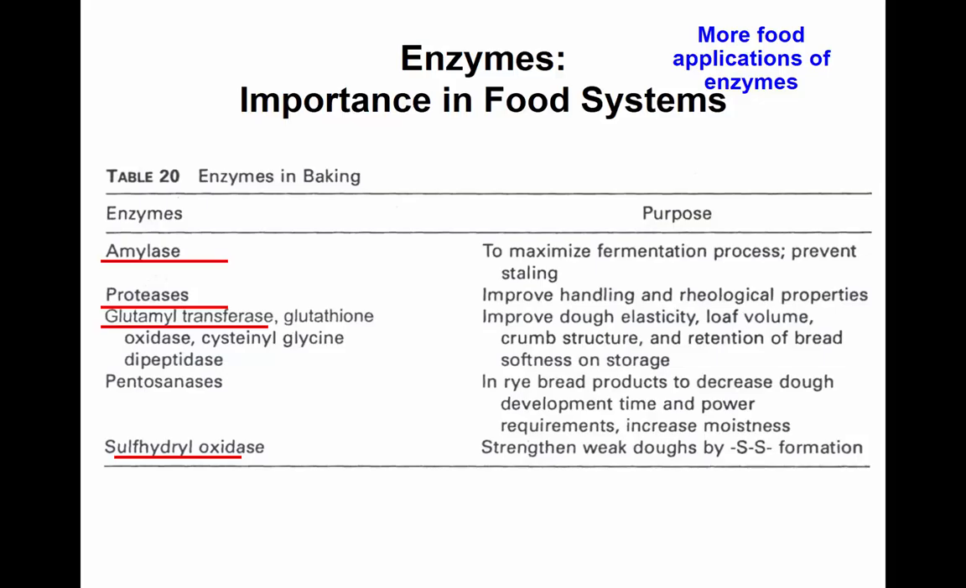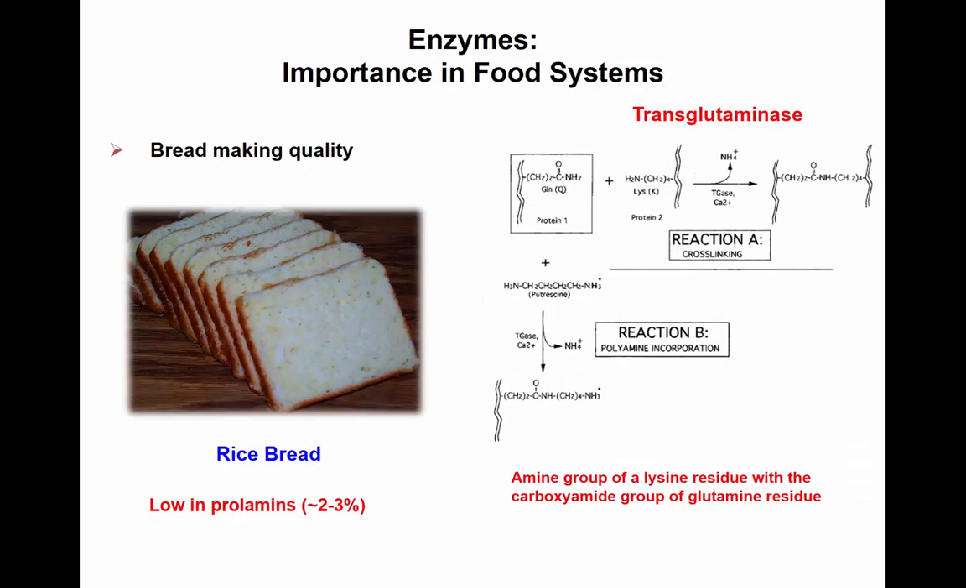And it improves dough elasticity by linking protein. It's kind of like a glue. It causes polymerization of proteins, resulting in better dough rheology. Sulfhydryl oxidase, for example, it causes oxidation of sulfhydryl groups, promoting formation of S-S linkages and strengthening of the dough.